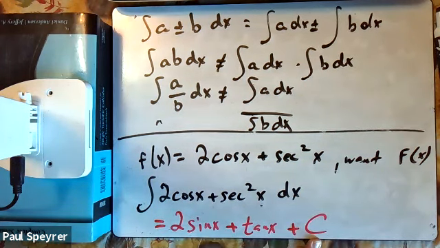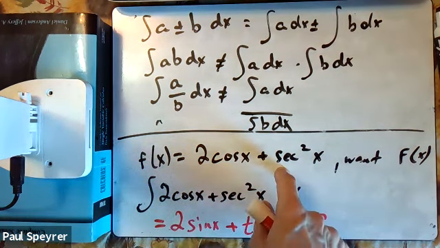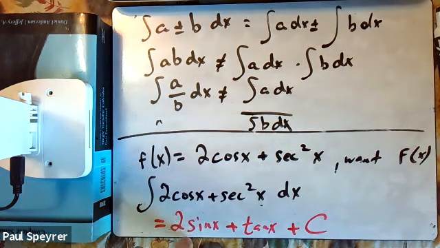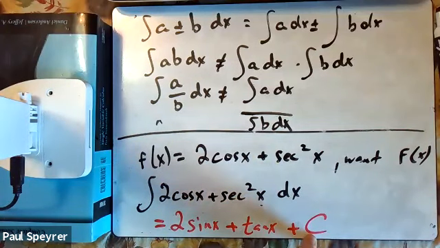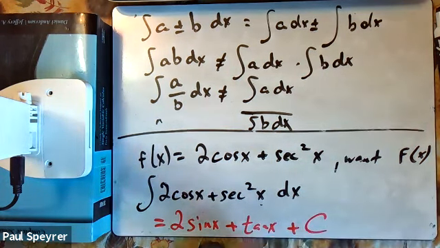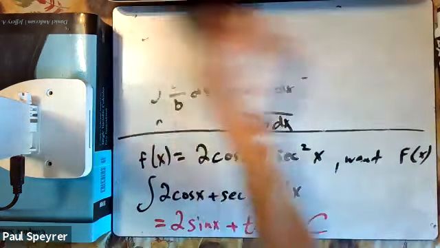Why do we need a C? Because this is a general solution, or a general antiderivative, to this function right here. Remember, if I were to check this, what would I do? I would derive this right here, and I would bounce back to this original function. This plus C means any constant, and the derivative of any constant is always 0. So that's why we have this plus C right here. The C can disappear if you have limits, which we will do in a section coming up.